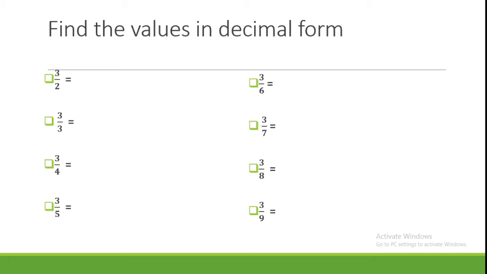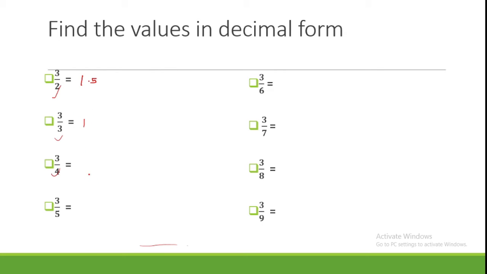Here you can see that in all these sums, the numerator is the same. The numerator is nothing but 3. Now, what about the denominators? The denominators are increasing. Here it is 2, here it is 3, here it is 4, 5, and it is going on. Now, tell me the values. Calculate 3 by 2. What is 3 by 2? Yes, it is 1.5. Now, what about 3 by 3? Yes, it is 1.